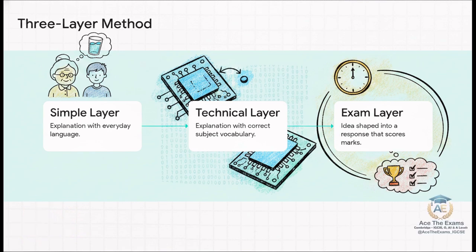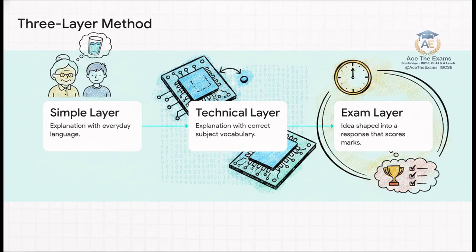For binary overflow, your simple layer 1 explanation is, hey, you try to pour a gallon of water into a pint glass and it spilled all over the floor. Boom, concept grasped. Second comes the technical explanation. This is where you inject the correct Cambridge subject vocabulary. Now we say, an 8-bit register has a maximum decimal value of 255. If a binary addition operation results in the number 256, a 9th bit is generated, which cannot be stored in that specific hardware.